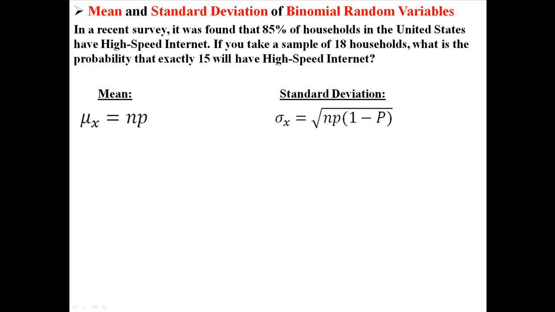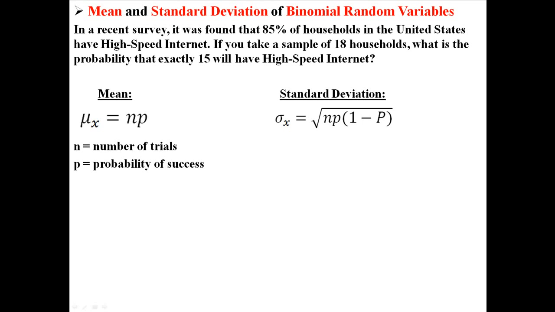To find these, all we need to know are n and p. N is the number of trials, in this case 18 trials because there are 18 households, and p is the probability of success. In this case, the probability of success is 0.85 or 85% because 85% of the households have high-speed internet.